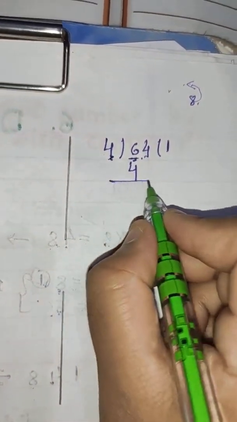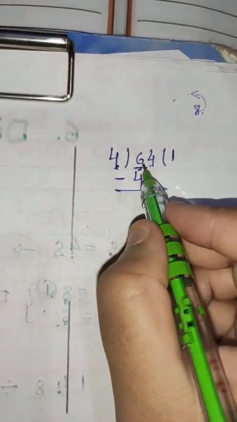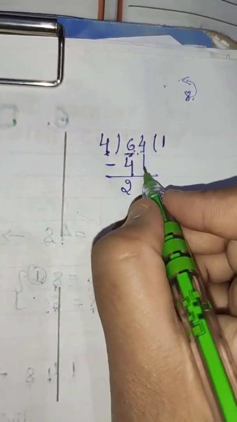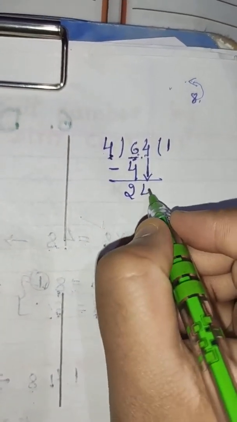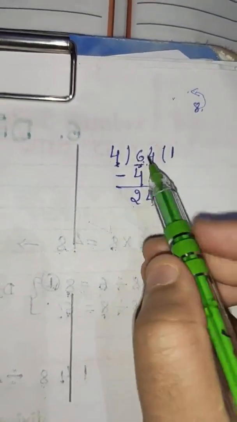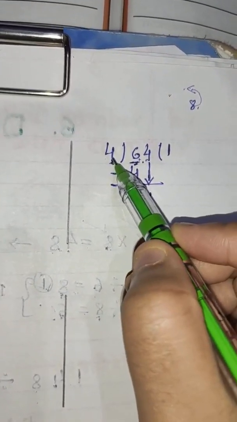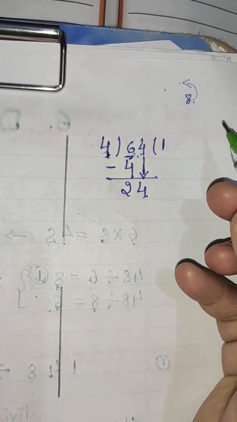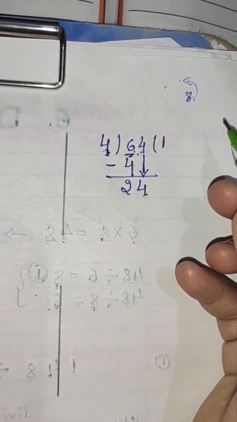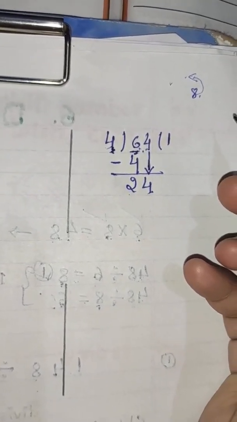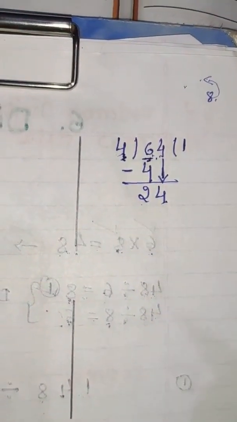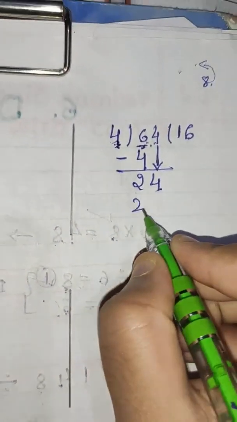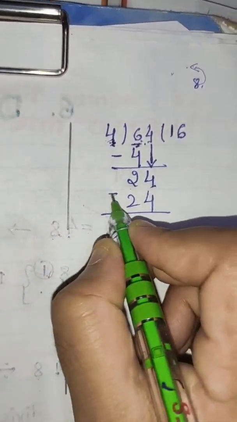Okay. So we have to subtract it. 6 minus 4 is how much? Yes, it is 2. Now bring down this 4 here. It will become 24. Next, let's count the 4 table. 4 ones are 4. 4 twos are 8. 4 threes are 12. 4 fours are 16. 4 fives are 20. 4 sixes are 24. Yes. So let's subtract it.